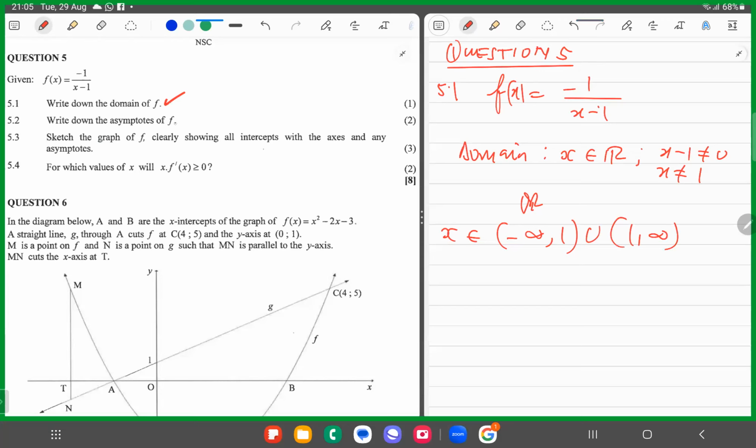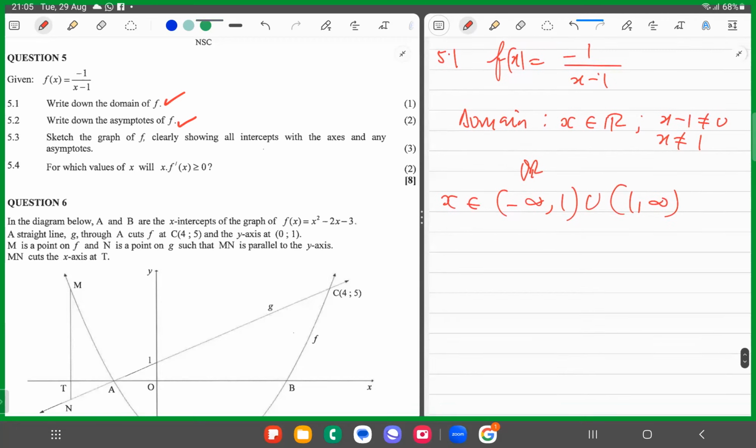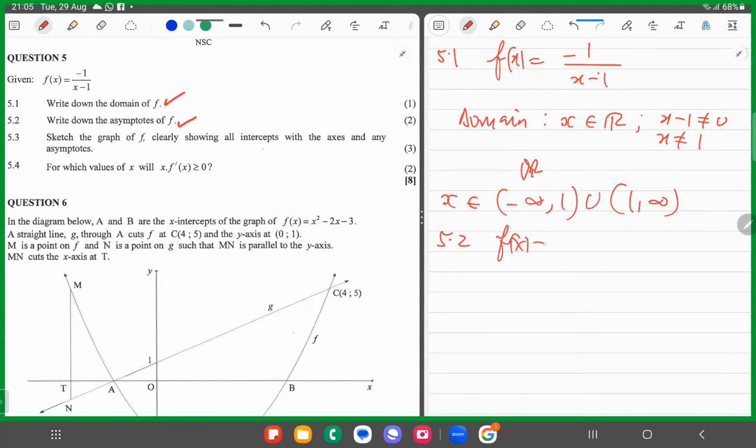The next question is we want to write down the asymptotes of f. What are the asymptotes of f? Every rectangular hyperbola has two asymptotes. Let's look at this one, 5.2. If the function f of x is minus 1 divided by x minus 1, the asymptotes come from the bottom. So for the vertical asymptote, and then you have the horizontal asymptote.